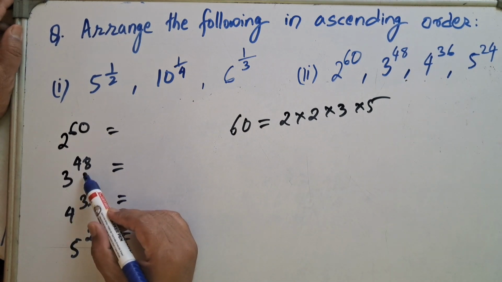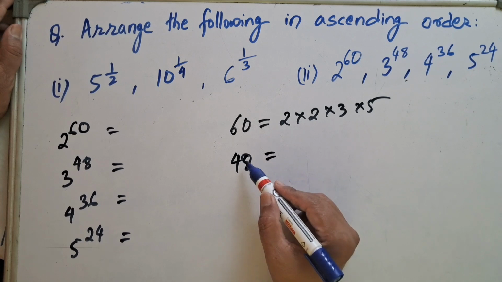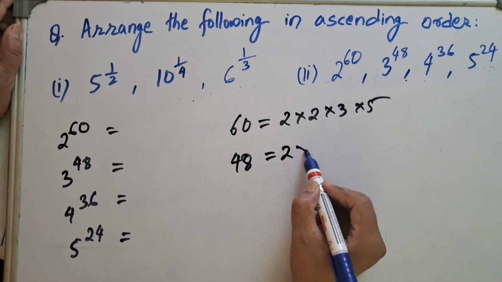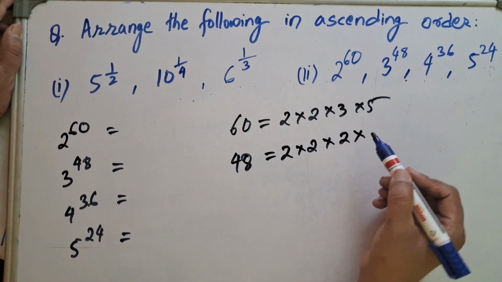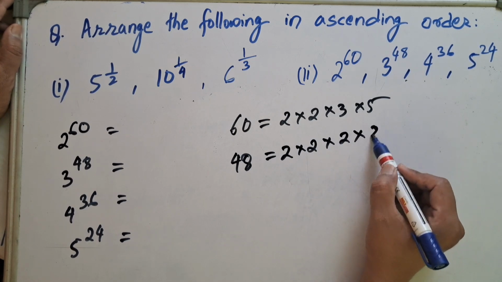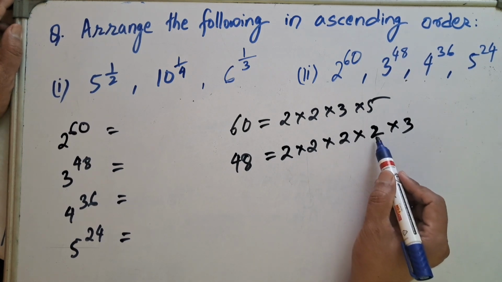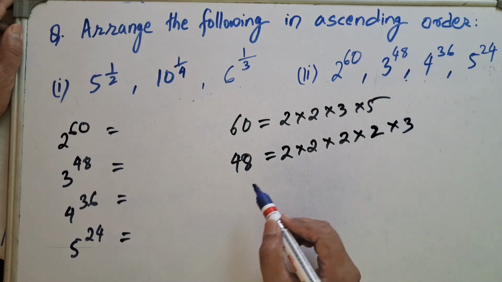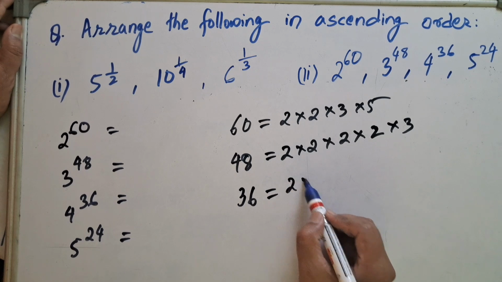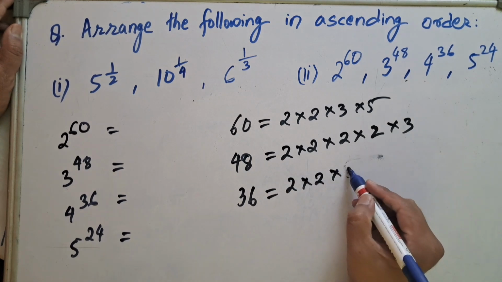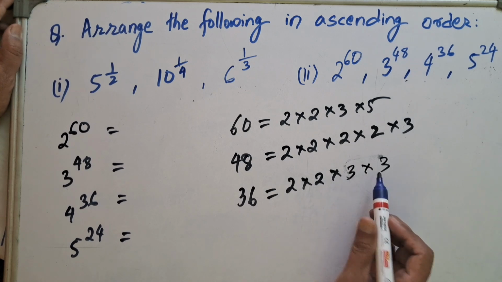Now, the next power is 48. We find the factors of 48 as well. So 2 2s are 4, 4 2s are 8, 8 2s are 16, 16 3s are 48. And the next number is 36, isn't it? 36 means 2 2s are 4, 4 3s are 12, 12 3s are 36.